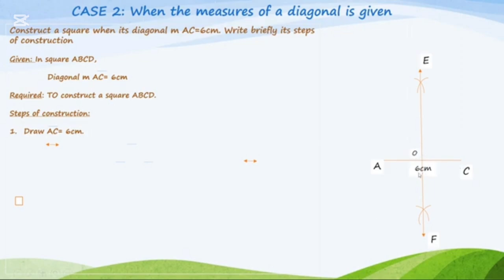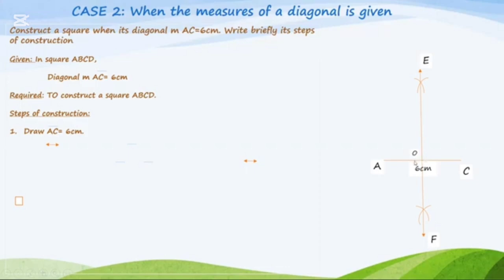Okay, if you check the measurement of OA or OC, it must be equal to 3 centimeter. Because we have drawn the right bisector which has bisected this AC into 2 equal, congruent parts. This is the property of the diagonal of a square.